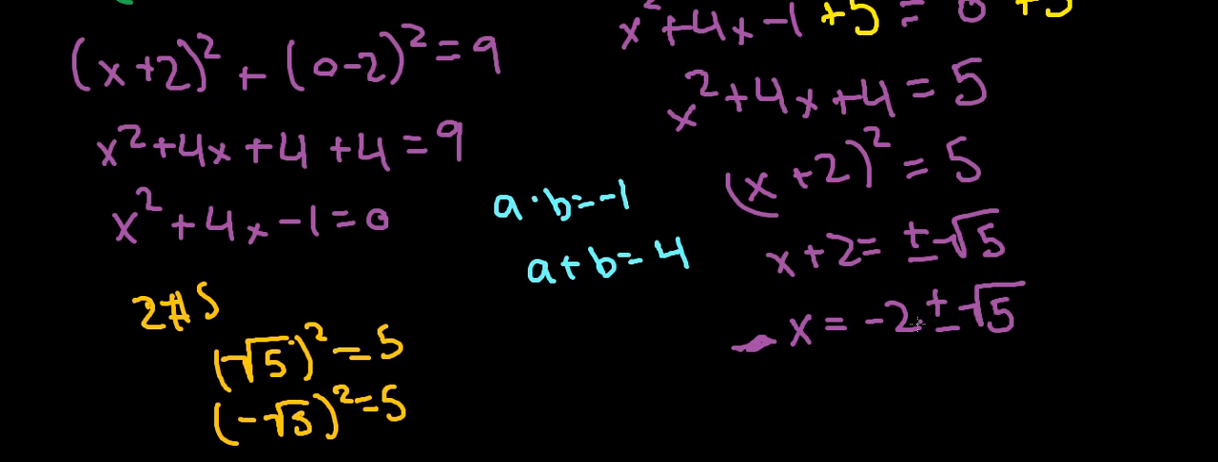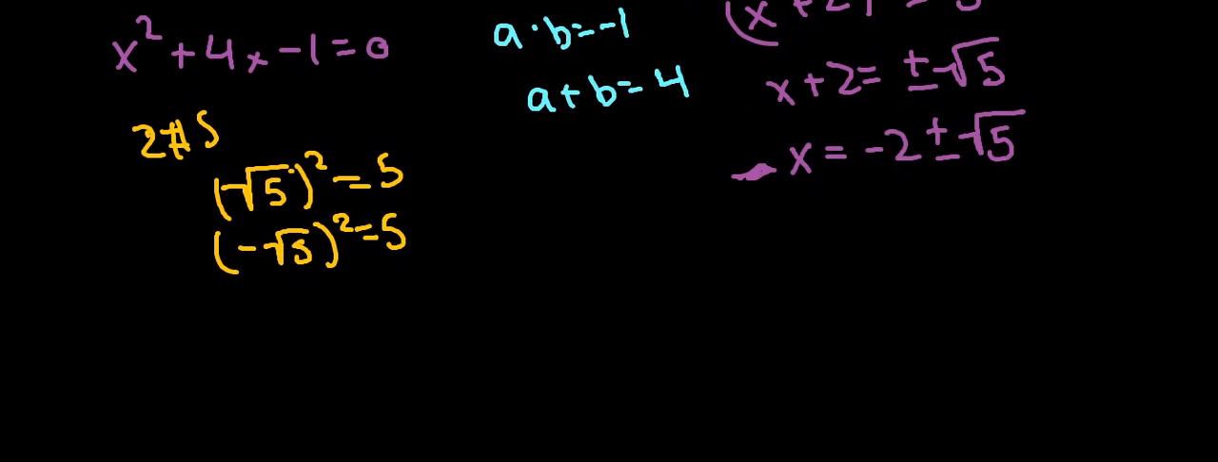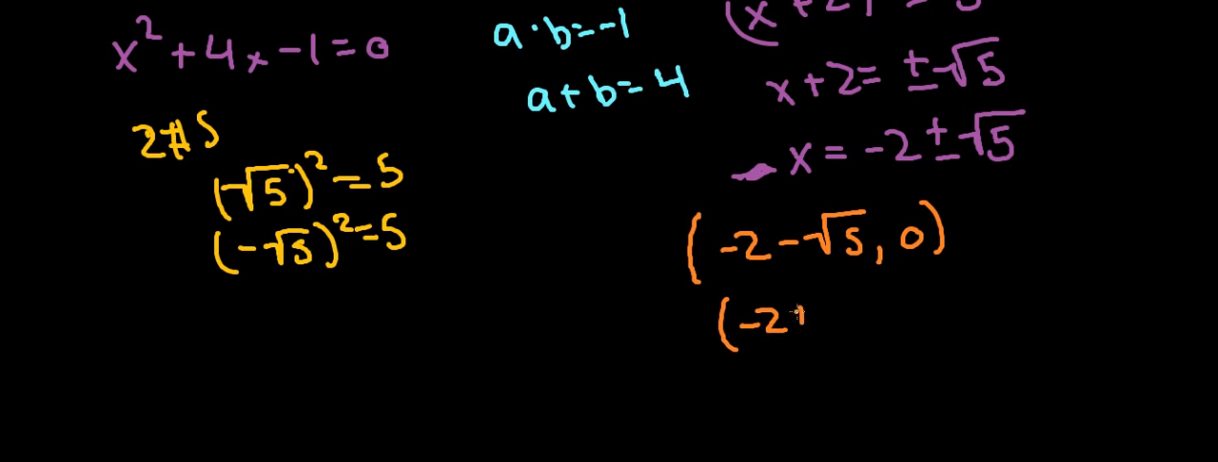So these are going to be our 2. And notice there are 2 because we can have plus the square root of 5 or minus the square root of 5. So these are going to give us our 2 x-intercepts. Well, let me write them out. So our 2 x-intercepts are going to be minus 2 minus the square root of 5, 0, and also minus 2 plus the square root of 5, and 0. So these are our 2 points.